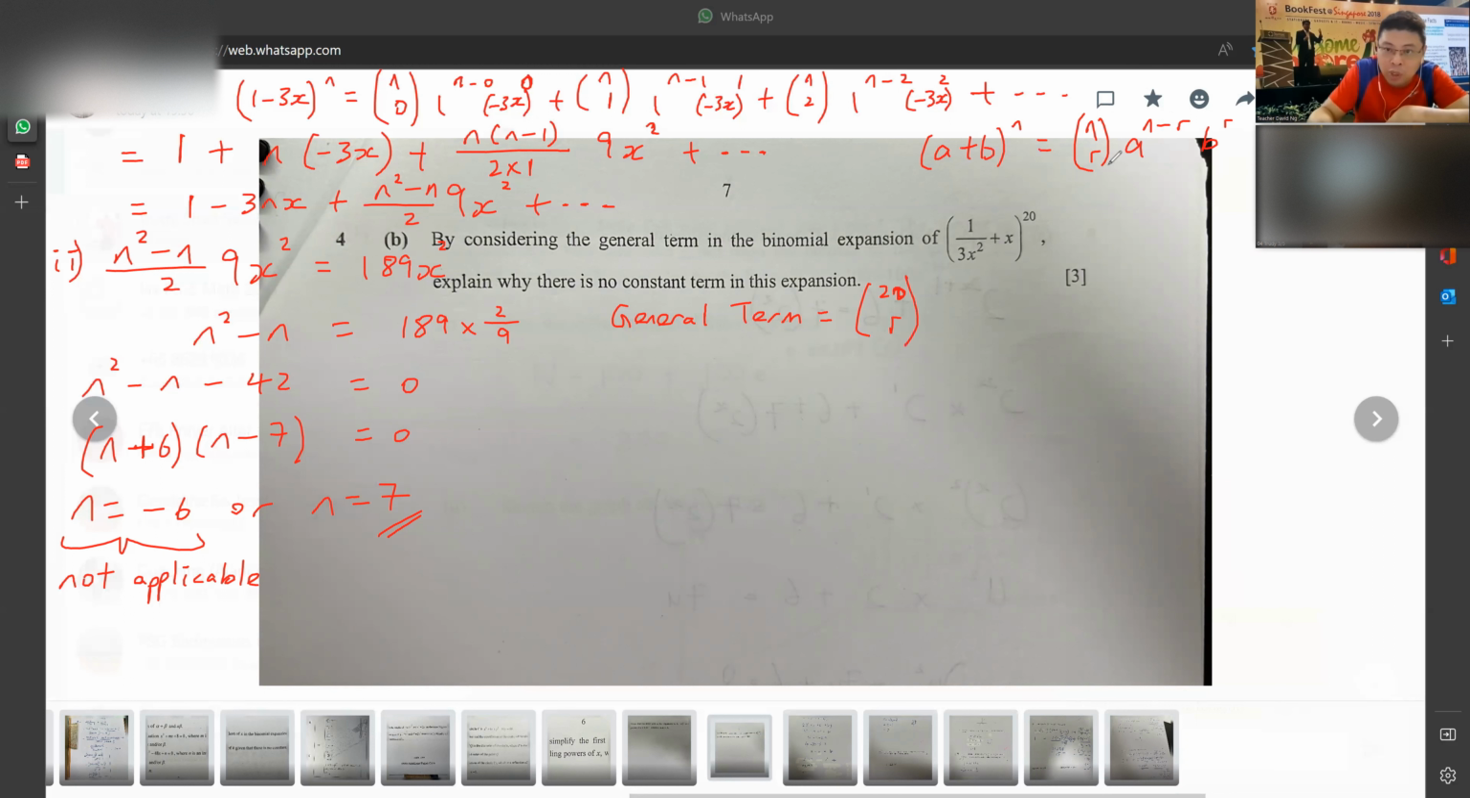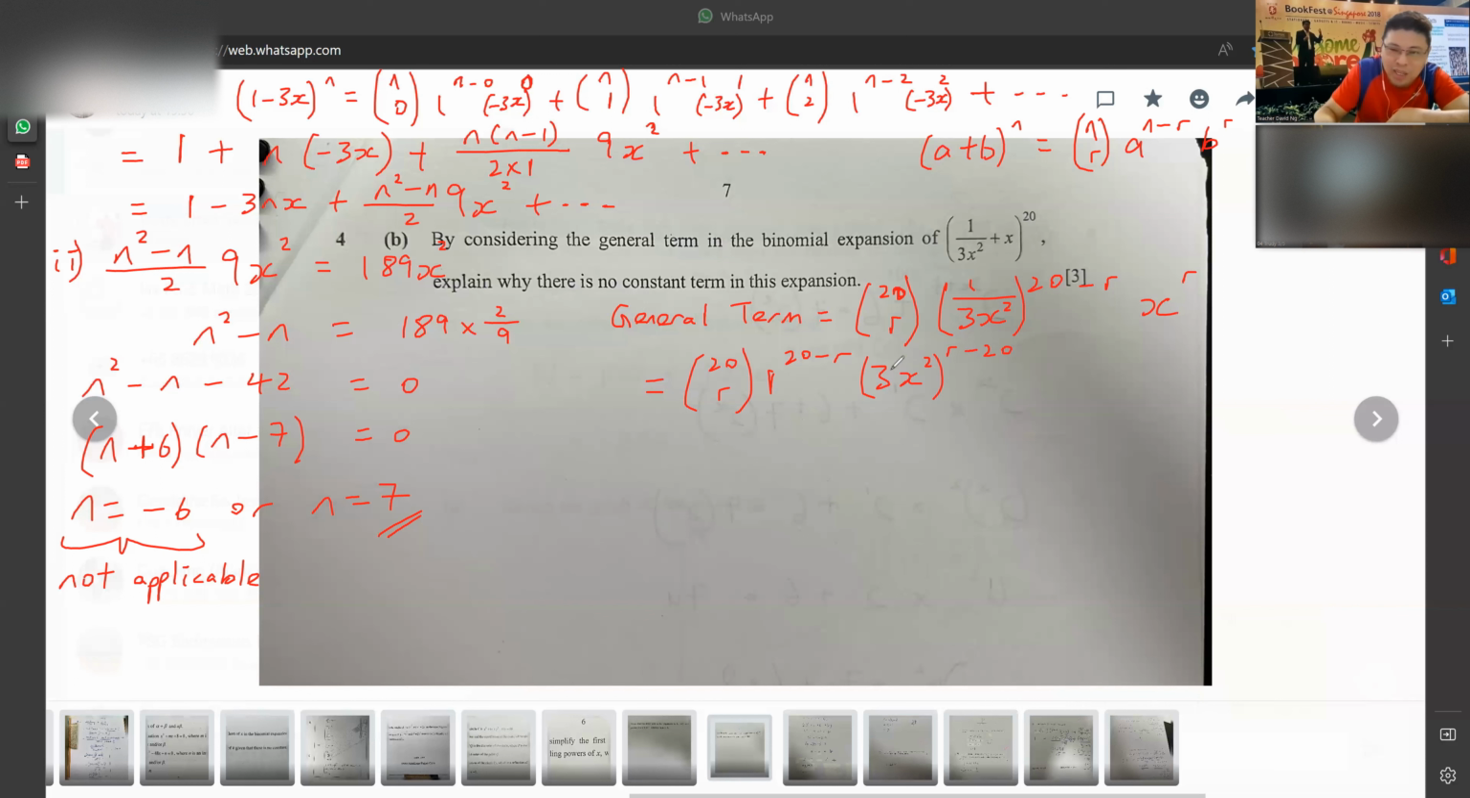So this one will be 20Cr because my n is 20. A is 1 over 3x squared, power of n minus r, 20 minus r in this case. Then x power r. Then you continue to simplify. Okay, 20Cr you can't simplify because you don't know what is your r. Okay, here is 1 power 20 minus r, 3x squared, r minus 20. Understand why?